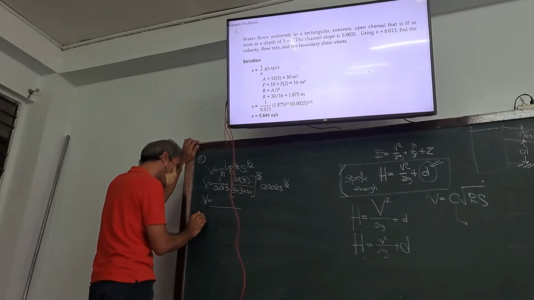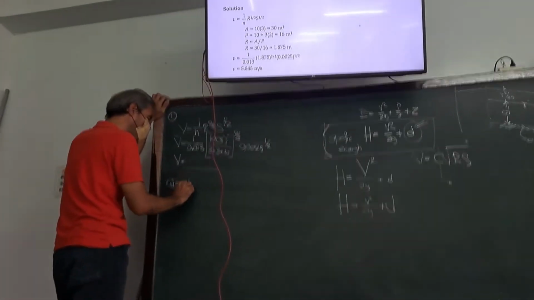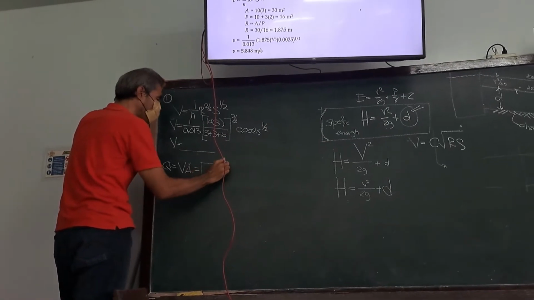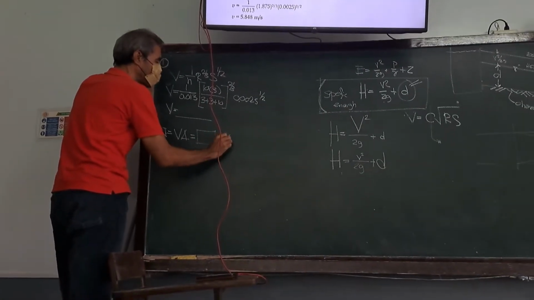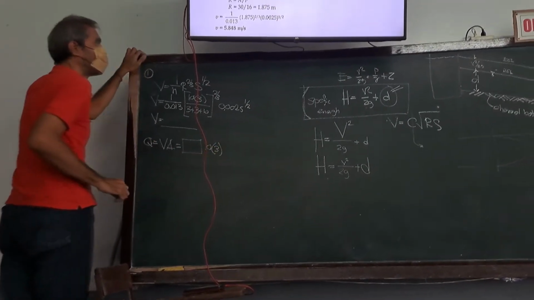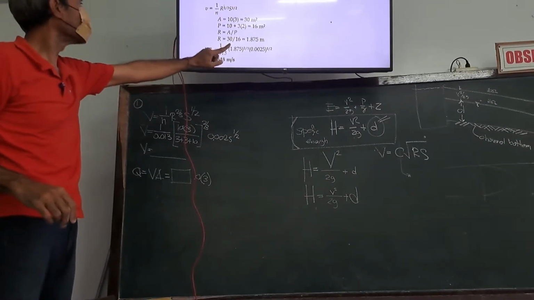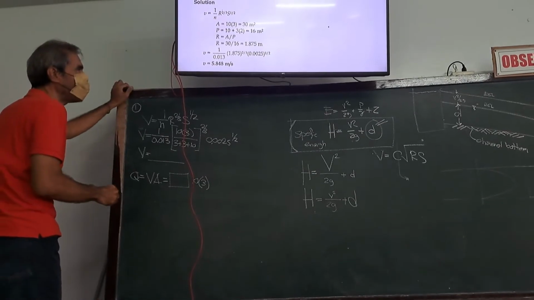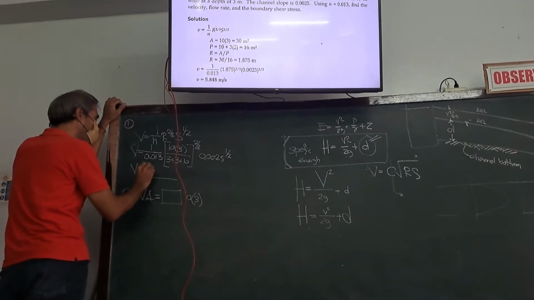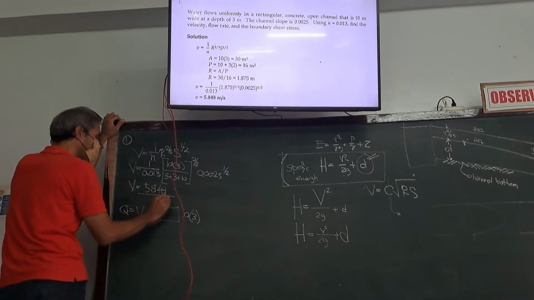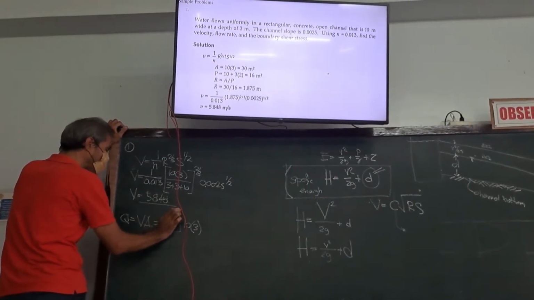Q is equal to velocity times area. Velocity times 10 times 3. Check that. Correct. 5.4... multiply it also by the area.